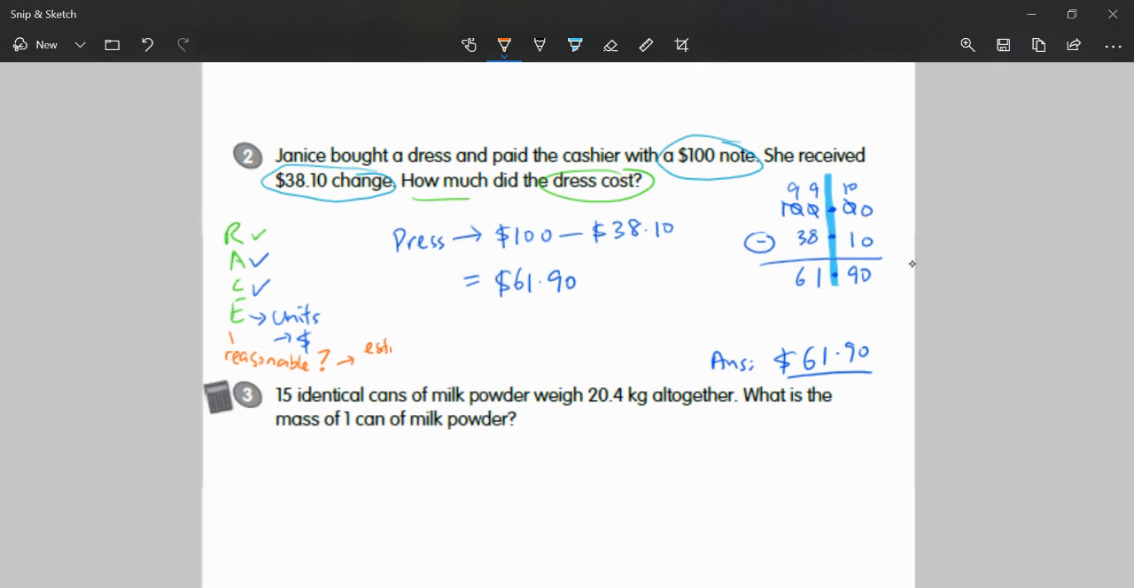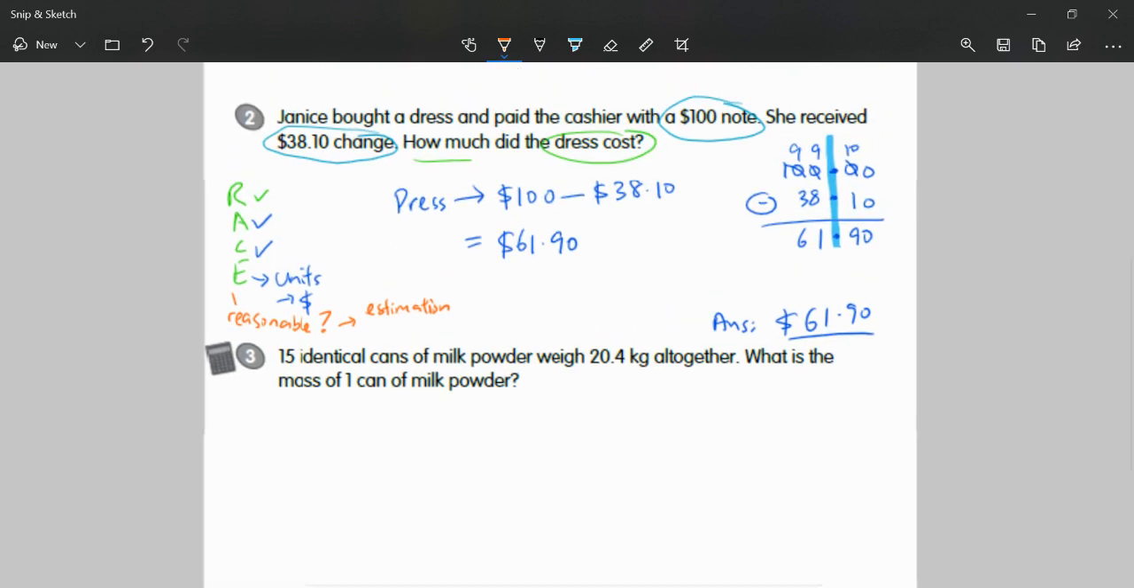Maybe using estimation by rounding some numbers to complete wholes. So for example, this is $100. The dress is $38.10. That's close to $40. So $100 minus $40 is about $60. So your calculations should not be too far off. It should be about $60. So when you look at it, okay, it's $61.90. It seems reasonable. So okay, likelihood that your answer is correct. Now the other way is to work backwards to do addition to see whether you got it right. Okay, so that's for this question.